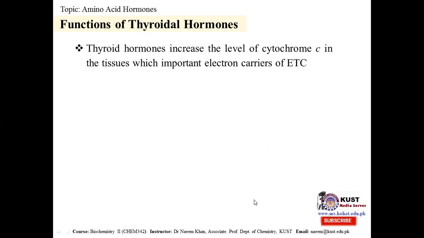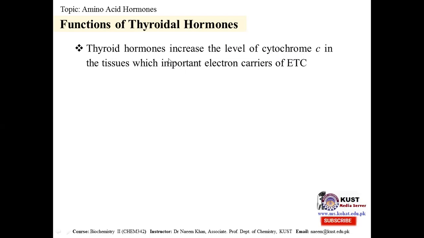Thyroid hormone actually increases the level of cytochrome C, which is important in the electron transport chain. The electron transport chain has different components, and the important components include cytochrome C as well. These are actually electron carriers. In the electron transport chain, electrons are transferred from a high energy acceptor to a lower one, and the energy released is used for oxidative phosphorylation, that is, conversion of ADP to ATP.